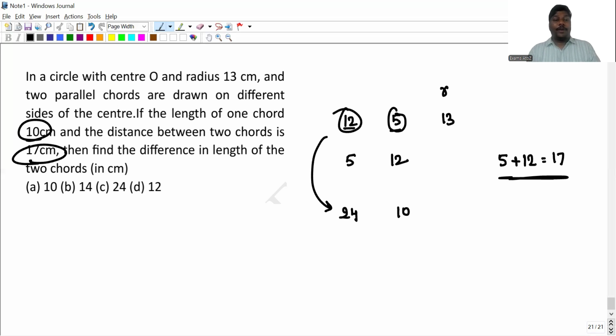So what is he asking? Find the difference in the length of the two chords. Okay, length of two chords మధ్యలో డిఫరెన్స్ ఏంటి? 14 అవుతుంది. ఒక chord 24 అయితే ఇంకొక chord 10 అవుతుంది. And the difference between length of the two chords will be 14 అవుతుంది. But you need to find out, figure it out first.